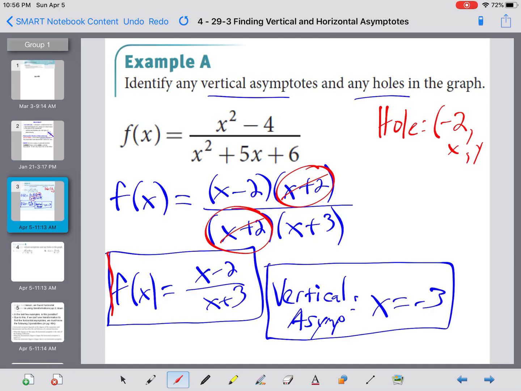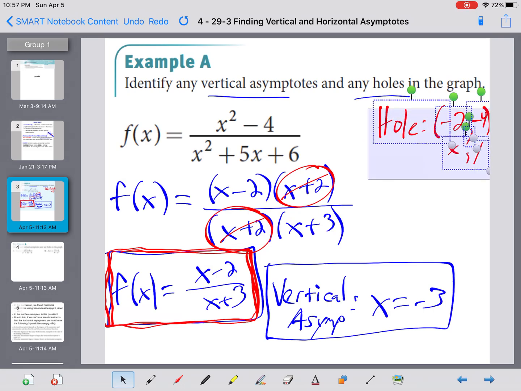Here's the key. You want to plug the x value of -2 into the reduced form of your function, the function that remains after everything is reduced. So if I plug -2 into that bottom function, the one I boxed in red, I'm going to get -4 up top, and I'm going to get +1 down low, so that's just -4.